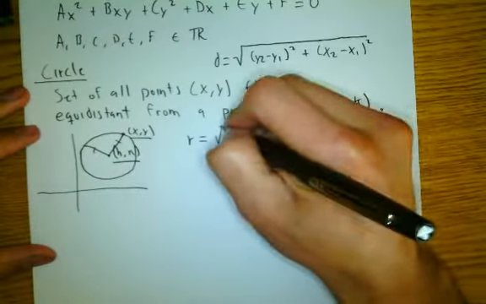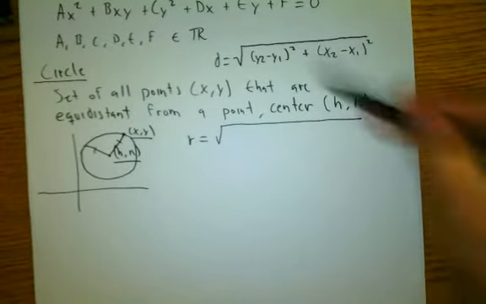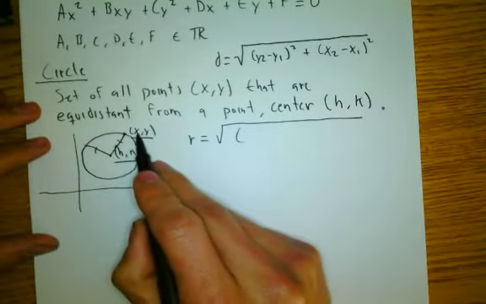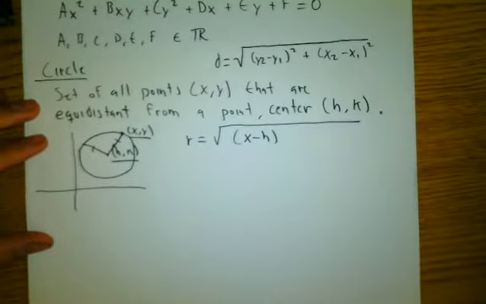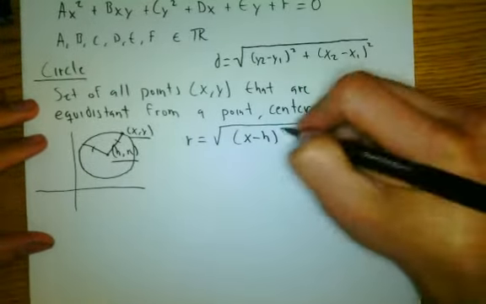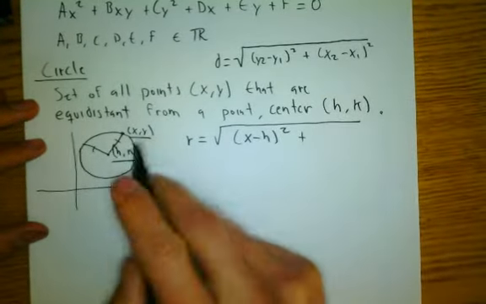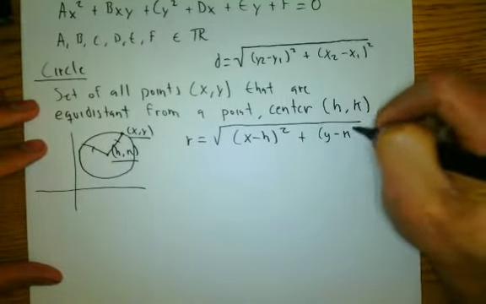Can I use the x first? Are you guys okay with that? This part first? Okay. What if I do that minus that? I would get x minus h, right? And we have to square it. Agreed? Plus y minus k squared. And that gives you the distance for the radius, right?